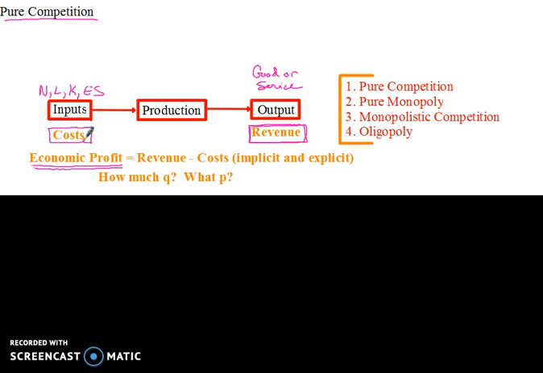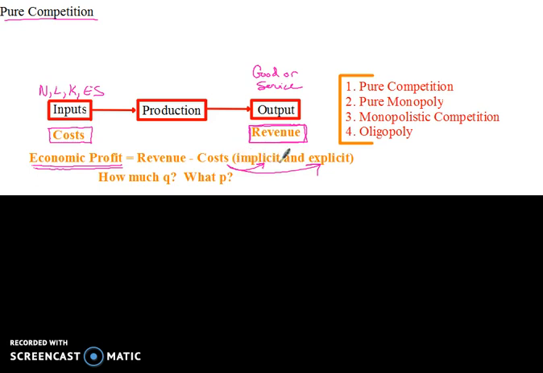And just remember this, when I say cost, I always mean both implicit cost and explicit cost. The explicit cost is the money that leaves the firm in order to pay for land, labor, capital, and entrepreneurial skills. But don't forget the implicit cost. That's the money that the firm could have earned, the money that would have come in if they had produced something else.